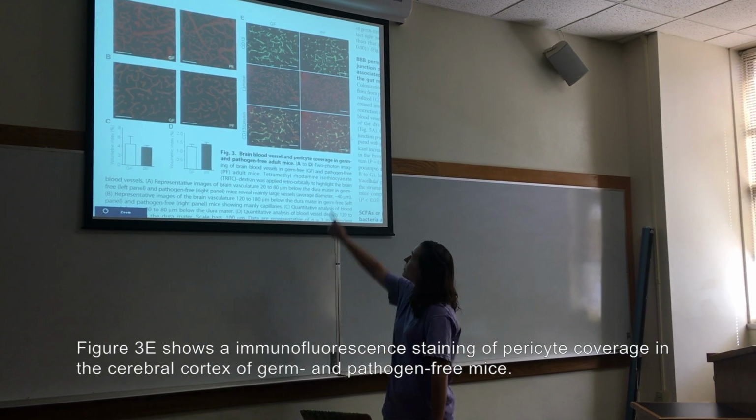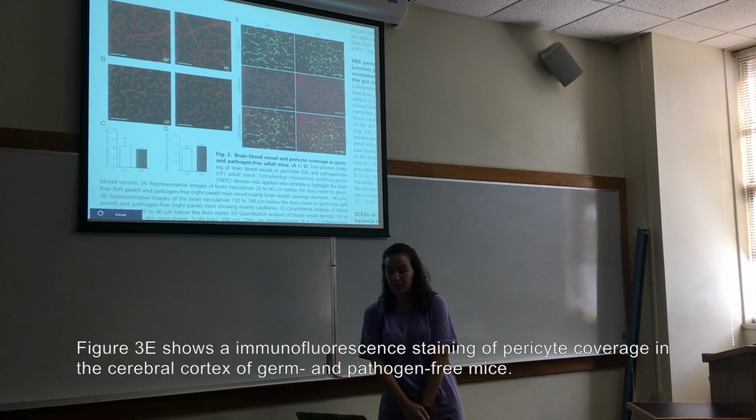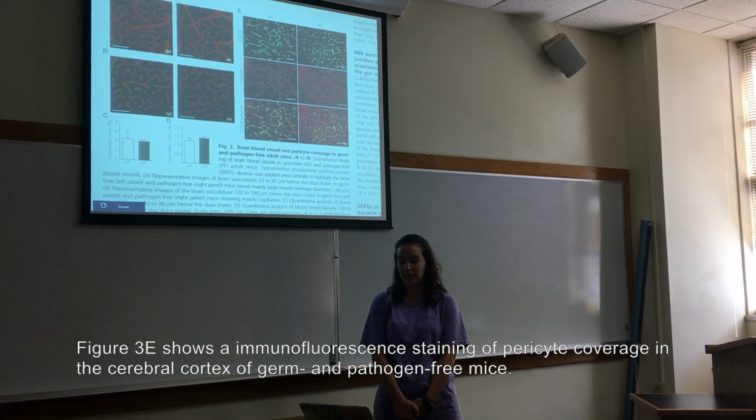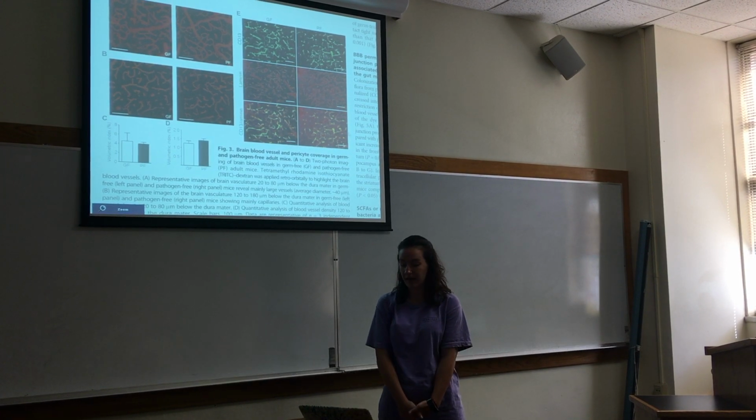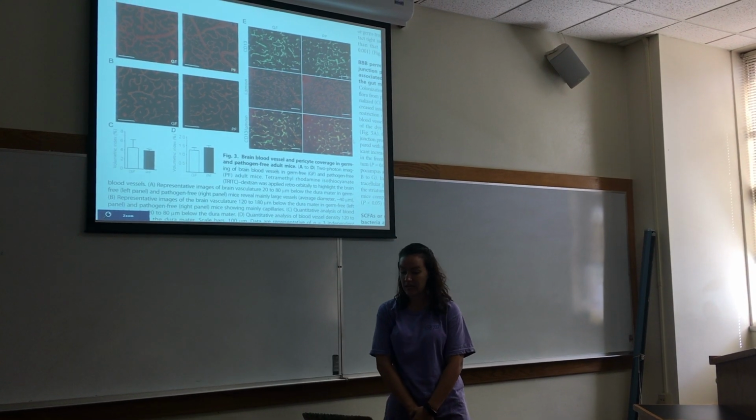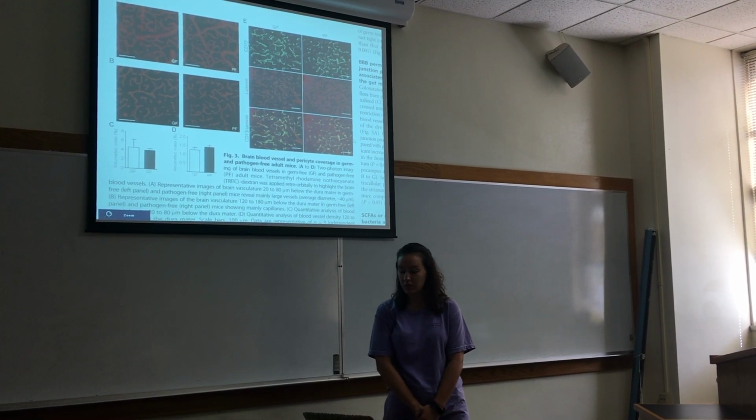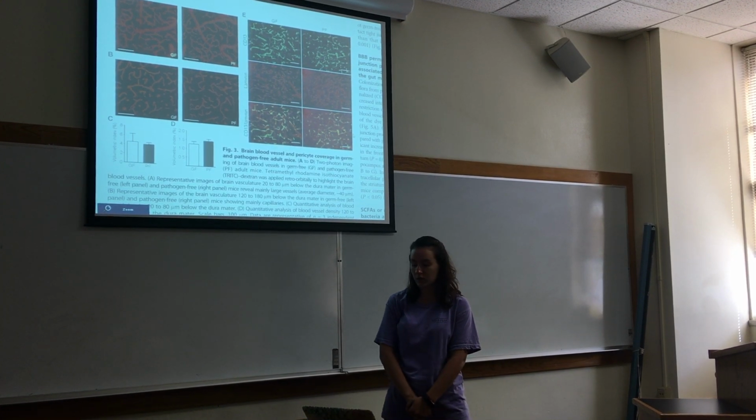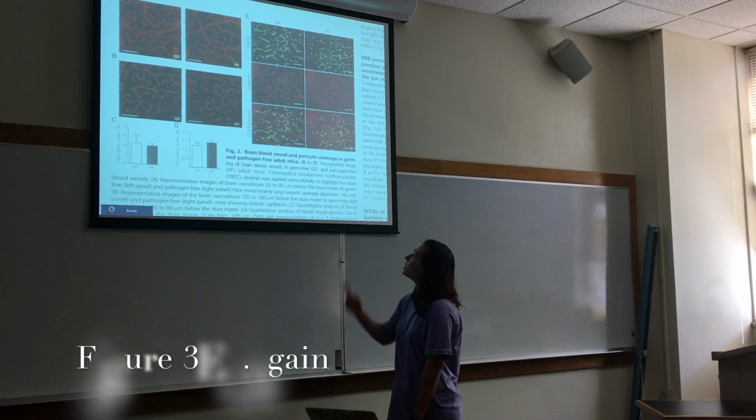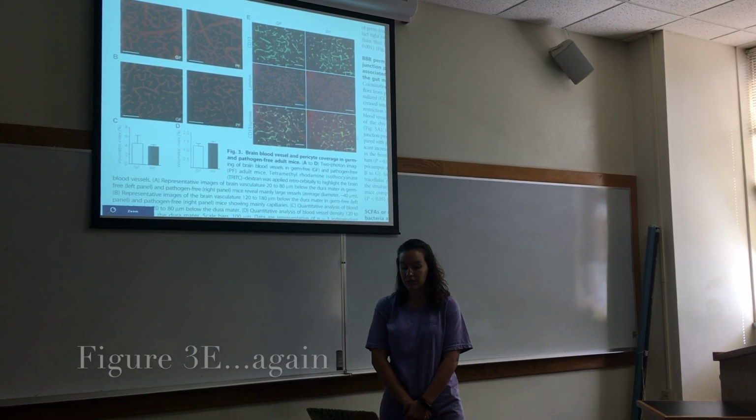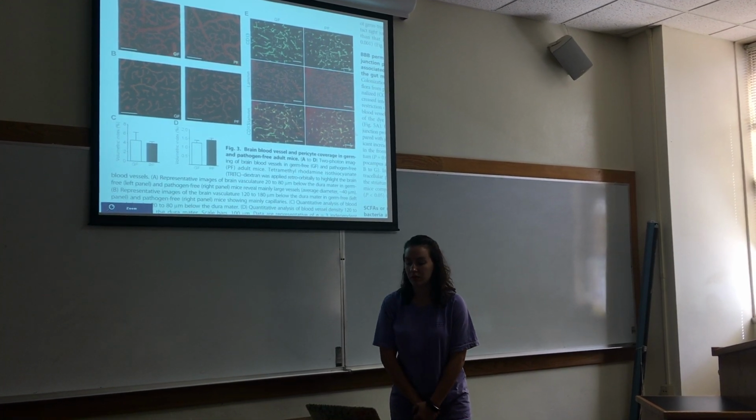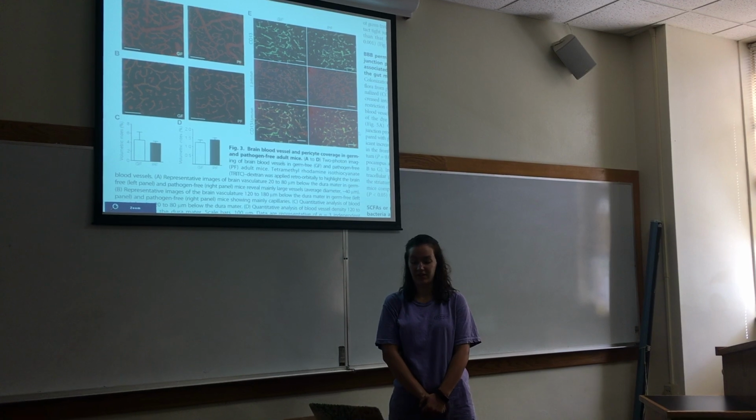Figure 3E, which is right here, shows an immunofluorescence staining of the parasite coverage in the cerebral cortex of the germ-free and pathogen-free mice. CD13, which was used in figure 3E, is a transmembrane protein which was used to mark the parasite coverage, which is the endothelial lining of capillaries. Laminin, also used in figure 3E, is a protein present in the layer of the lining of a capillary, which was used to mark endothelial cells which form the lining of the blood vascular system.